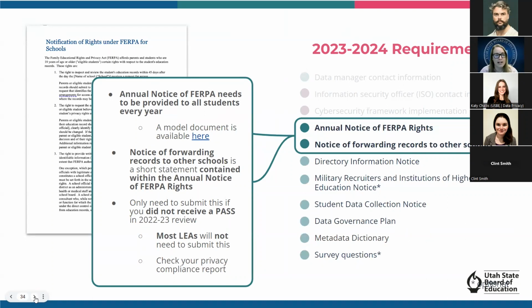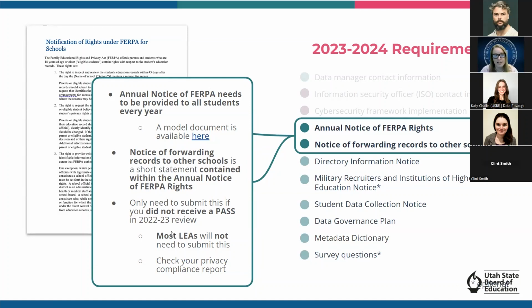So the first thing that we're going to ask about is your annual notice of FERPA. This is a document that needs to be sent home, or provided, I should say, to students every year. This document basically just outlines what parent and eligible students' rights are under FERPA. And there's also a short statement within that talks about notice of forwarding records to other schools. That part is not a requirement. It's just a recommendation to make your life a little bit easier.